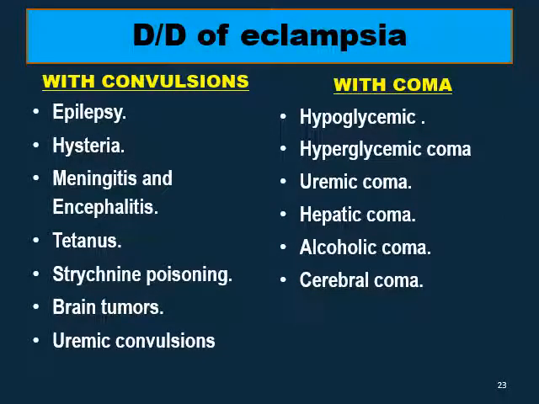Eclampsia must be differentiated from other causes of convulsions and coma. Presence of convulsions in a hypertensive proteinuric patient must be considered due to eclampsia until proved otherwise. Other causes of convulsions during pregnancy may be epilepsy, hysteria, meningitis, encephalitis, tetanus, strychnine poisoning, brain tumor, and uremic convulsions. Other causes of coma are hypoglycemic coma, hyperglycemic coma, uremic, hepatic, alcoholic, and cerebral coma.